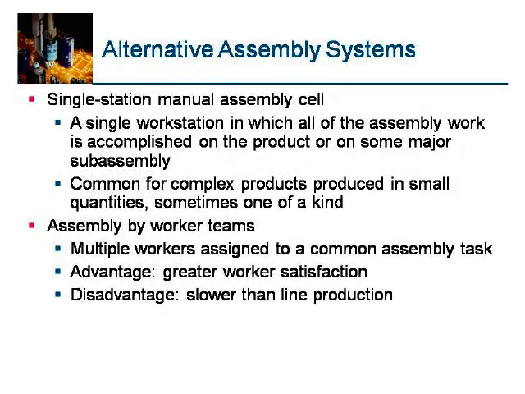Alternative assembly systems we can look into. Single station manual assembly cell: a single workstation in which all the assembly work is accomplished on the product or on some major subassembly. Common for complex products produced in small quantities, sometimes one of a kind. Assembly by worker teams: multiple workers assigned to a common assembly task. The advantage is greater worker satisfaction. The disadvantage is lower production rate than line production. These are all the various assembly associated tasks we can consider.